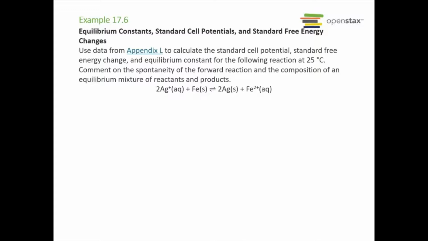So let's look at an example. We want to use the data from Appendix L to calculate the standard cell potential, standard free energy change, and equilibrium constant for the following reaction at 25 degrees Celsius. We want to comment on the spontaneity of the forward reaction and the composition of an equilibrium mixture of reactants and products.